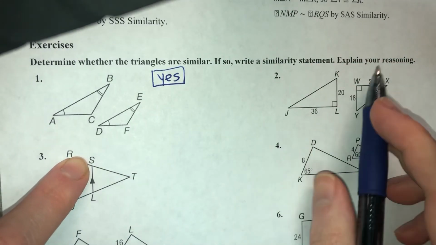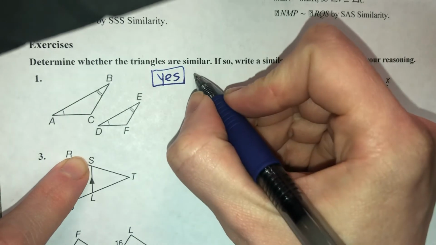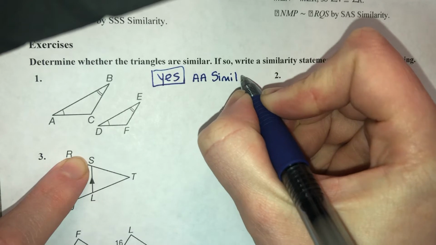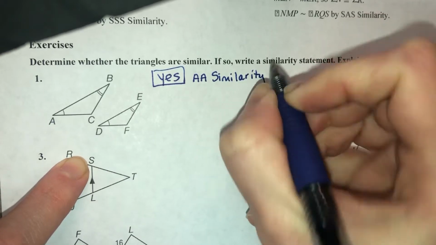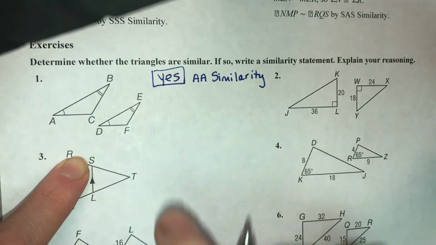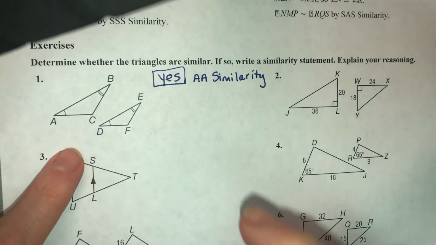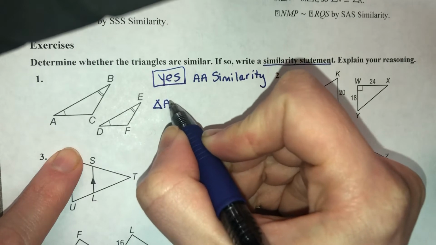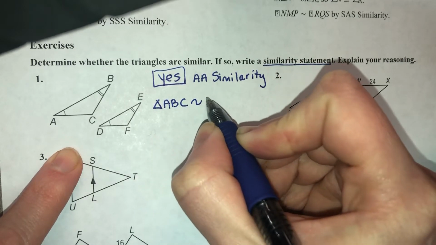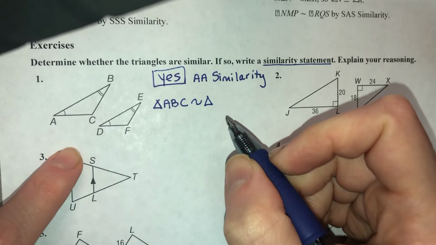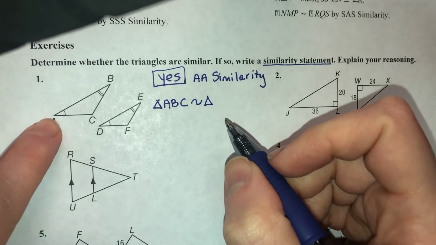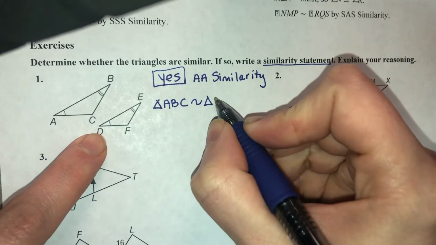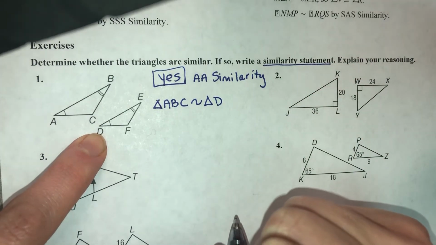And the reason I know they are similar, to explain my reasoning, is by angle similarity. If two angles of one triangle are congruent to two angles of another. And then we have to write this similarity statement. So triangle ABC is similar to triangle. Now we need to match up the matching letters. So angle A is congruent to angle D. So since A is first, D goes first here.